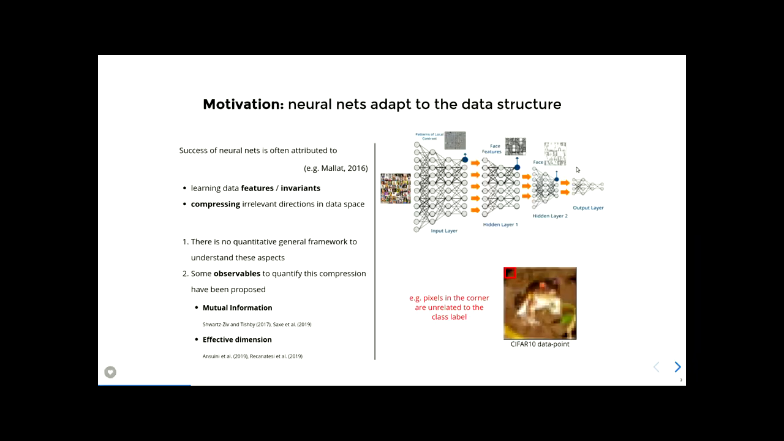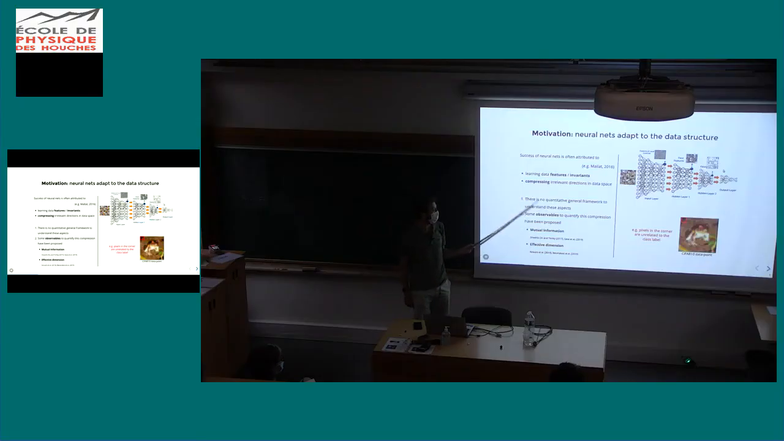The thing here is that there are many observations and intuitions, and there has been some work, but there is no general framework. The long-term goal would be to have a general framework to understand these kinds of aspects. Some observables have indeed been proposed to study these features, invariance, and compression. But I won't go into that. I just cite them: mutual information and effective dimension.